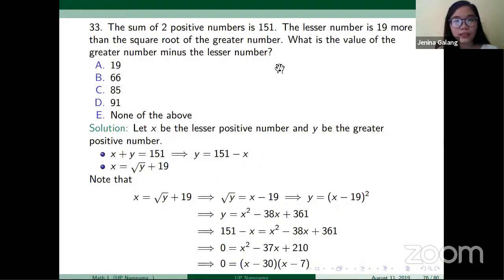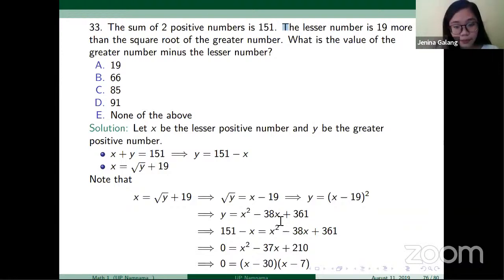And sa next sentence, the lesser number, which is yung x, is equal to 19 more than the square root of the greater number. And the square root of the greater number plus 19. So ito yung conversion ng second sentence. So note that x equals the square root of y plus 19 implies square root of y equals x minus 19. So square both sides, we have y equals (x minus 19) squared. So expand natin to, we have this.